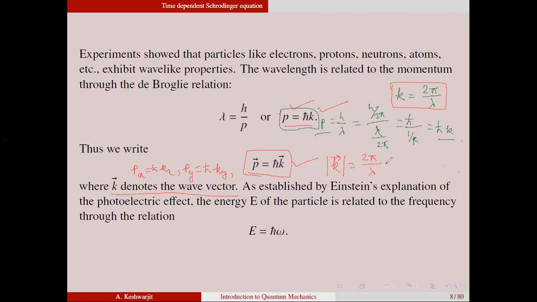The modulus of the k vector is equal to twice pi by lambda. This is the relation between k vector and lambda in three dimensions. So here this k, you can think of as the magnitude of the wave vector. This k is nothing but the magnitude of the wave vector.